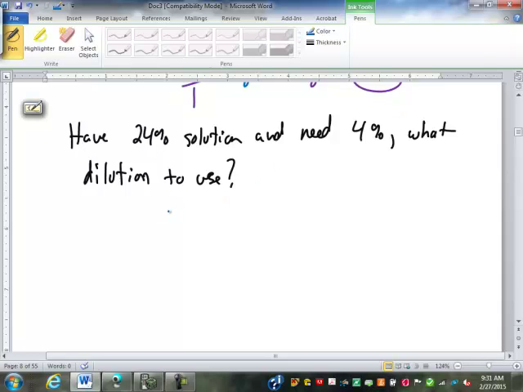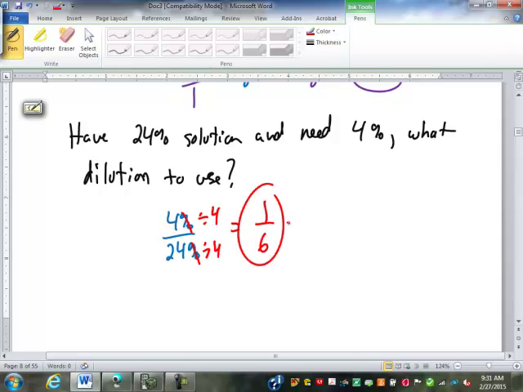Perfect. So the new percent is 4% over the 24. Good. And then cross out the percents and reduce by 4. So it's a 1 in 6 dilution.